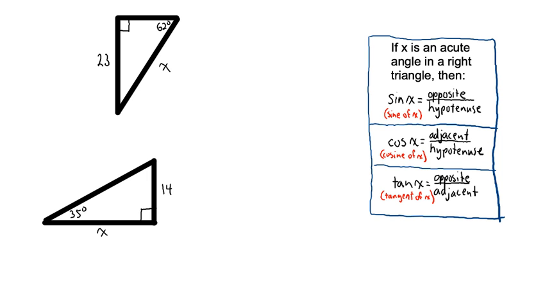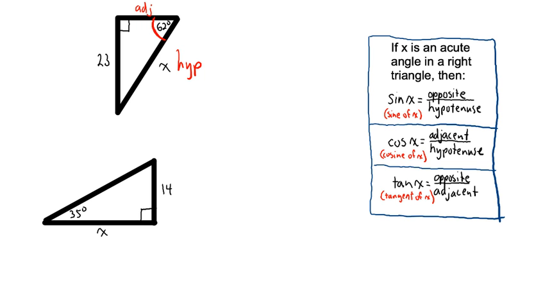Same first step. I'm going to identify which angle I'm going to use. I'm going to use the 62-degree angle. And it touches the x and the blank side. X is across from the right angle, so x is the hypotenuse. And the other side that the 62-degree angle touches is the adjacent.